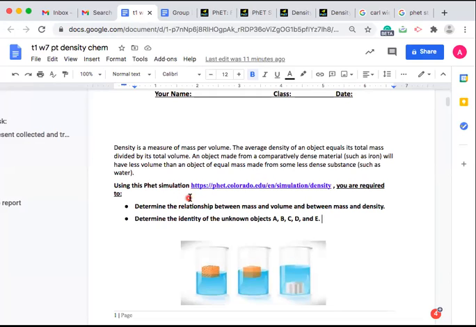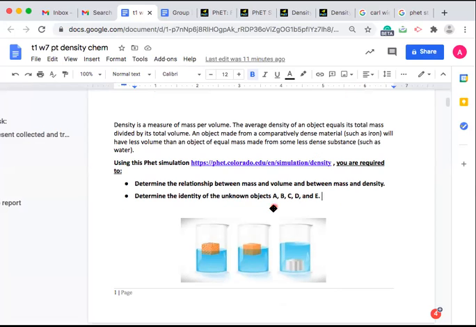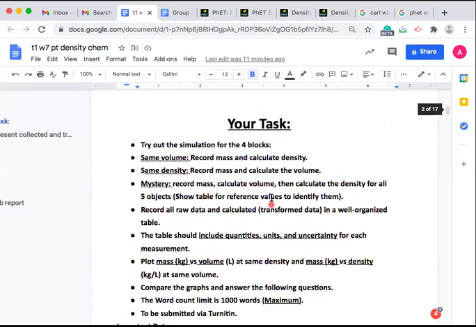The purpose of the experiment, I provide my students with the link, and then I will introduce the task itself, which is you are required to determine the relationship between mass and volume and mass and density. Then you will try to identify the unknown objects, which are A, B, C, and D, the mystery part in the simulation. Then I will clarify the task into bullet points. I will ask the students to explore the simulation at first, then choose same volume and record mass and calculate density. Same goes for the same density part. They will record the mass and calculate the volume.